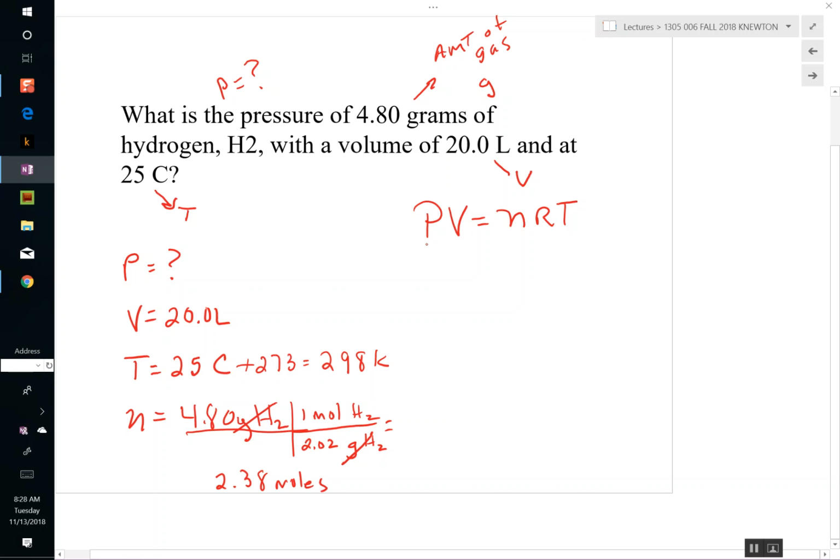All right, now rearrange this equation. All right, and you get pressure equals nRT over V. And then you can plug these numbers in.